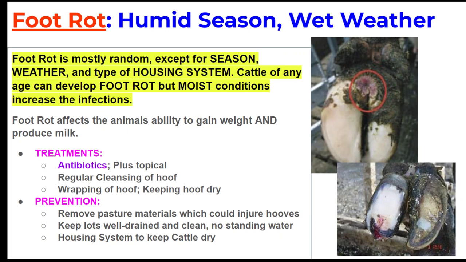So the farmer does want to make sure that you can have a cleared lot, a dry area for the cattle. Lots should be well drained. There should be no standing water. Any pasture area should be kept free from any material that could injure hooves. There should always be a housing system to keep cattle dry. That can always help prevent foot rot.